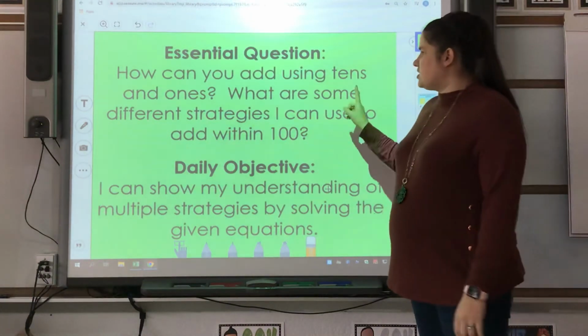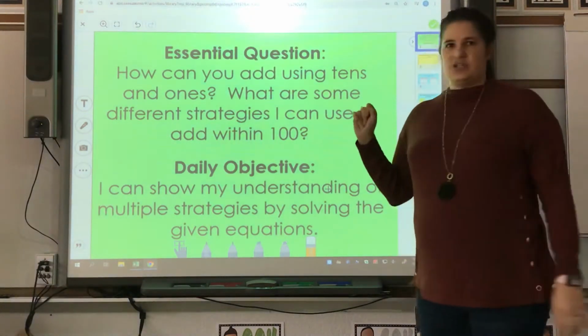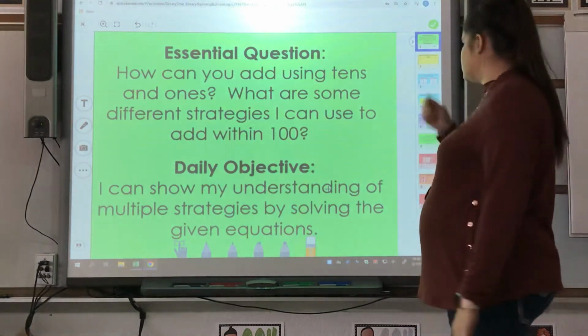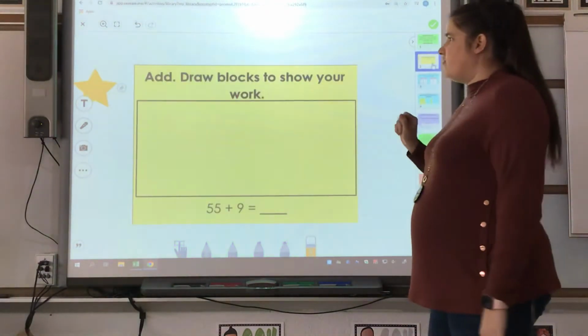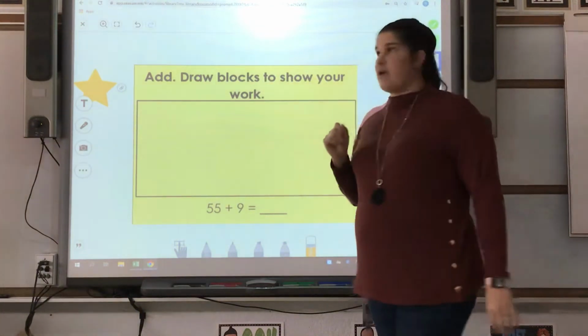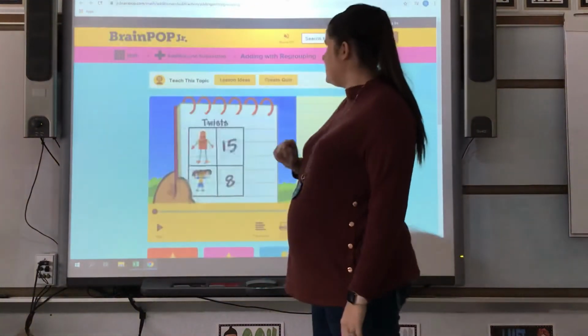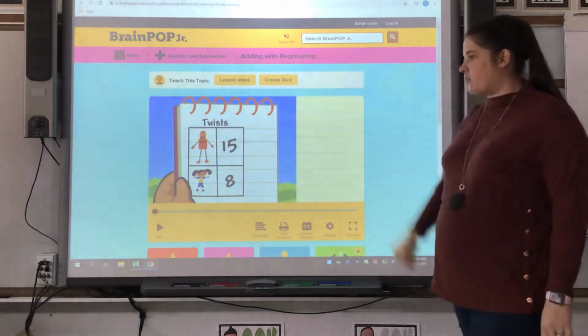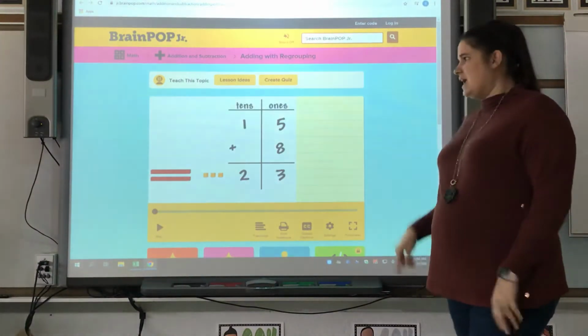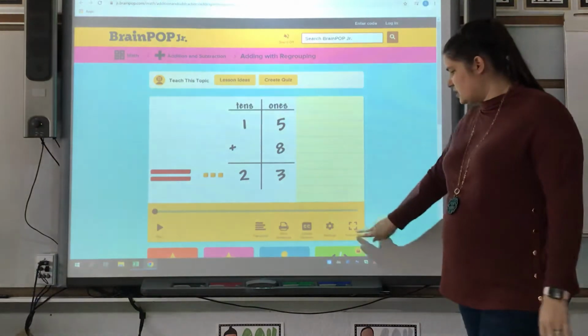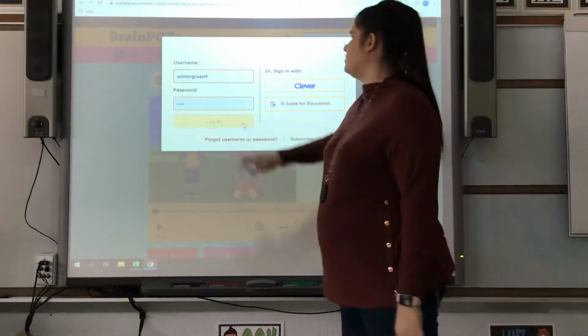So today we are going to talk about some addition and subtraction strategies. We're going to talk about different ones and ones that may work best for us. So before we begin, we're going to get started with a BrainPOP video. This is adding with regrouping. When we regroup, we make tens and we slide some over. So let's watch and learn.